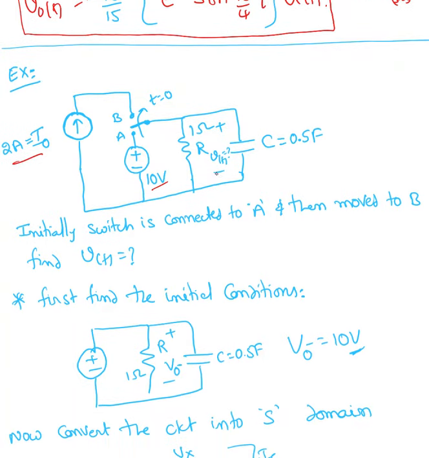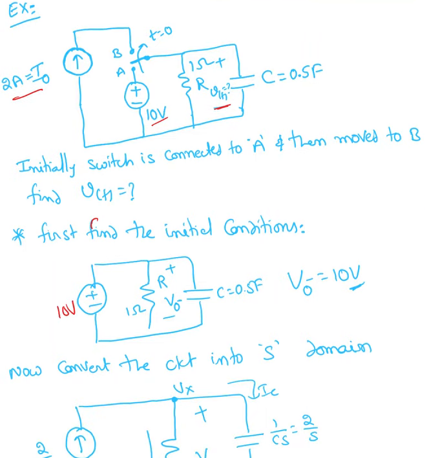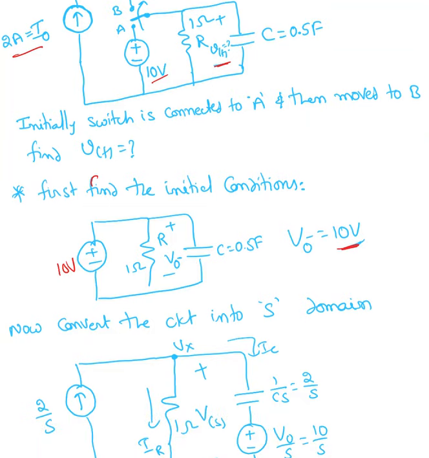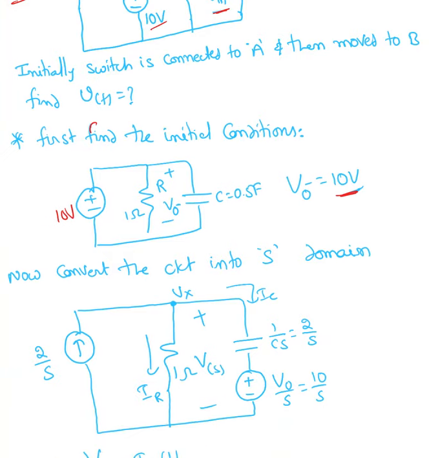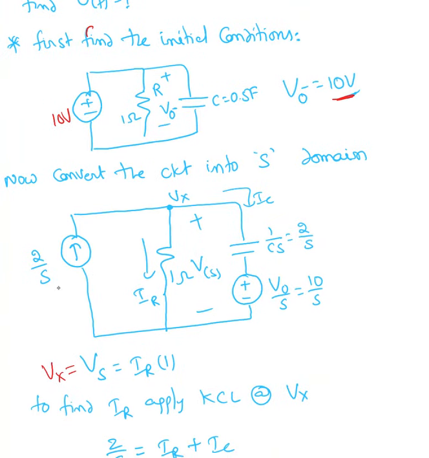Our goal is finding the voltage drop across the capacitor. So first find the initial condition. I have 10 volt there, so the voltage drop across the capacitor must be 10 volts. The initial voltage across the capacitor must be 10 volts. Once we find the initial conditions, always convert the circuit into the S domain. So now I converted the circuit into the S domain.